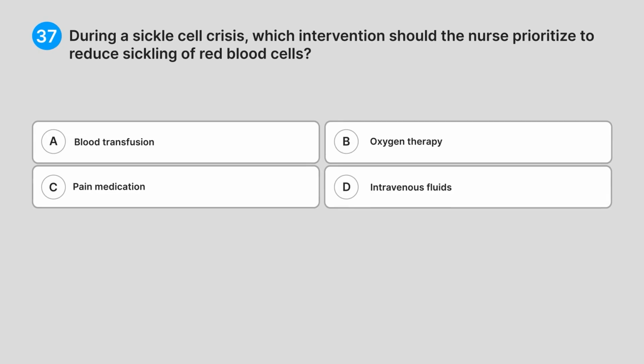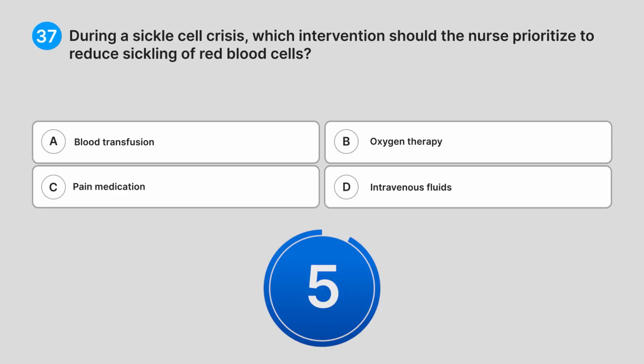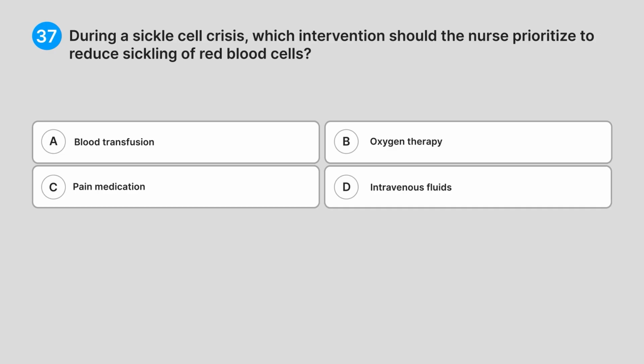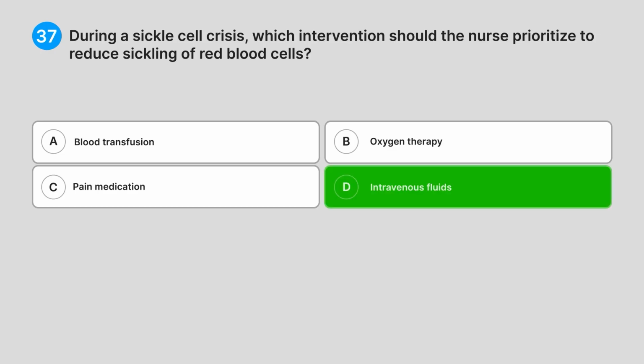37. During a sickle cell crisis, which intervention should the nurse prioritize to reduce sickling of red blood cells? A. Blood transfusion. B. Oxygen therapy. C. Pain medication. D. Intravenous fluids. Can you guess the answer? Correct answer, D. Intravenous fluids.